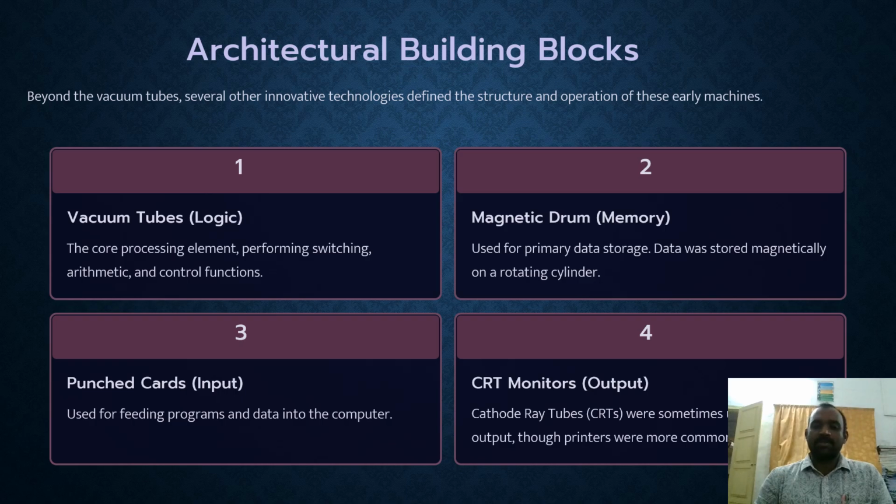Architectural building blocks. Vacuum tube logic: the core processing element performing switching, arithmetic and control functions. Magnetic drum, that is memory: used for primary storage, data was stored magnetically on a rotating cylinder. Punch cards: used as an input method. CRT monitors: cathode ray tubes were sometimes used for output, though printers were more commonly used as an output device.